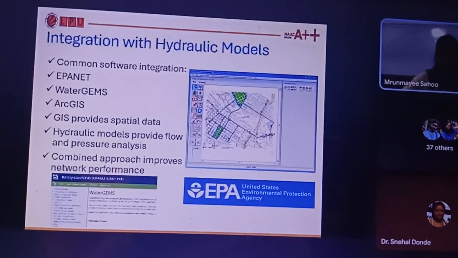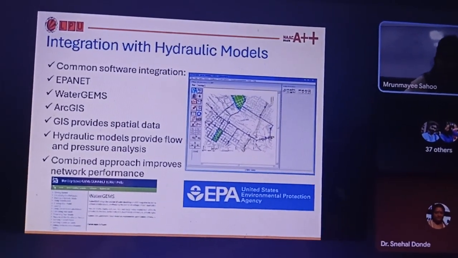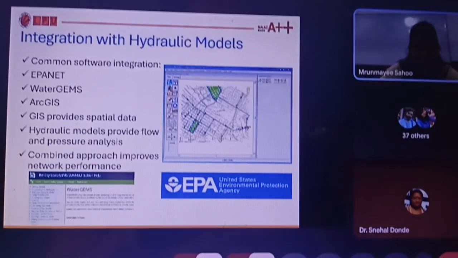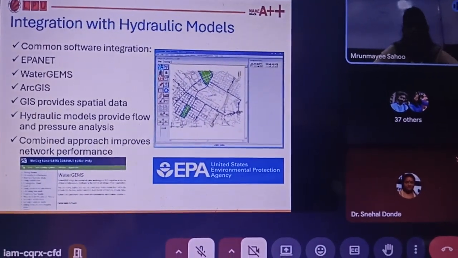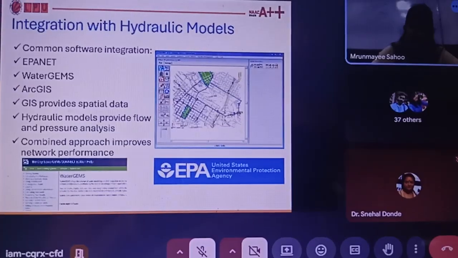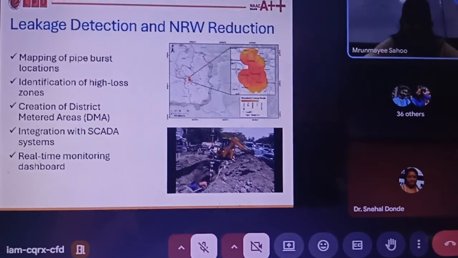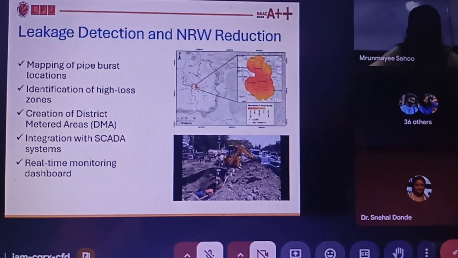So I'll show you the EPANET part also here. Right now WaterGEMS is not on my laptop. If you plan something later on, I'll show you the WaterGEMS models also. Wow, that would be nice. Thank you. Okay, ma'am.